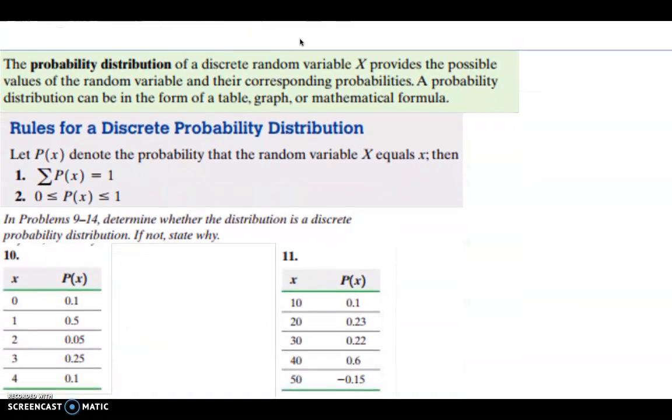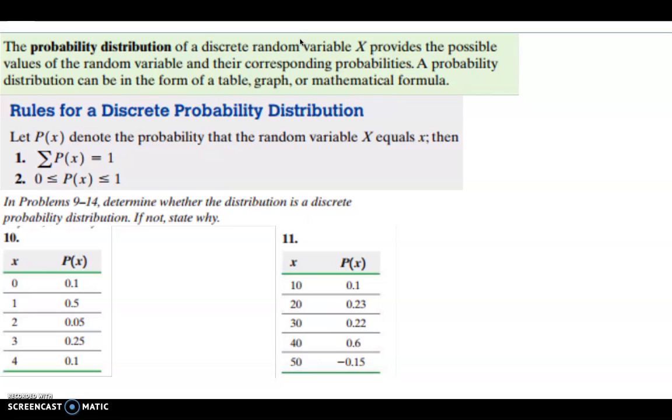So now we're going to talk about the idea of a probability distribution. And we will use different probability distributions in this class, but they're going to follow these same rules. So the probability distribution of a discrete random variable, capital X, provides the possible values of the random variable and their corresponding probabilities. Okay, so a probability distribution can be in the form of a graph, a table, or even a formula.